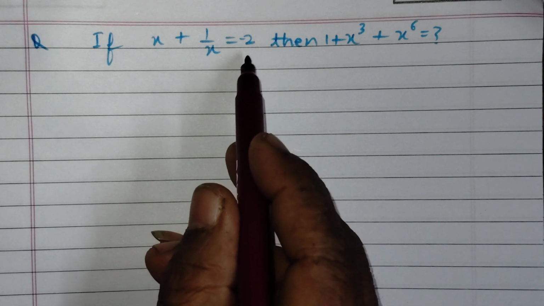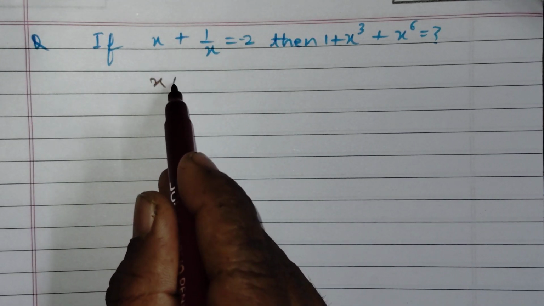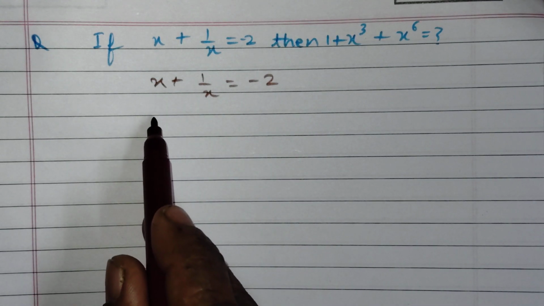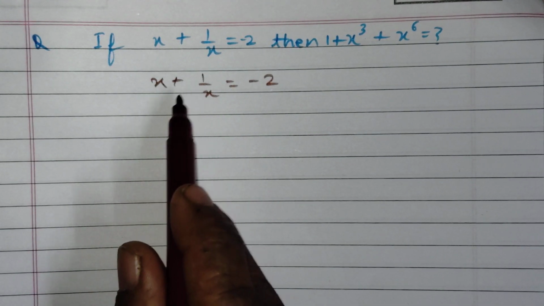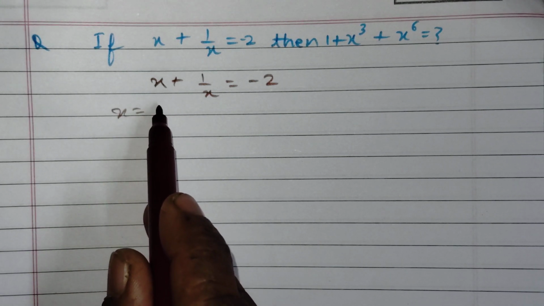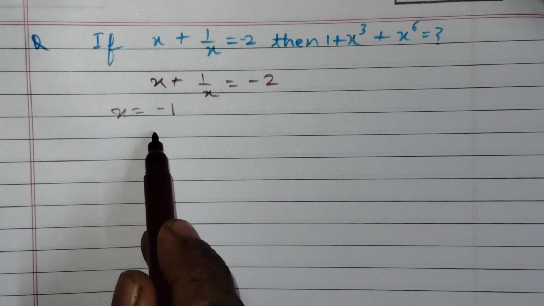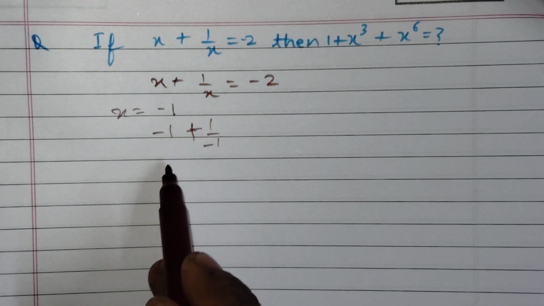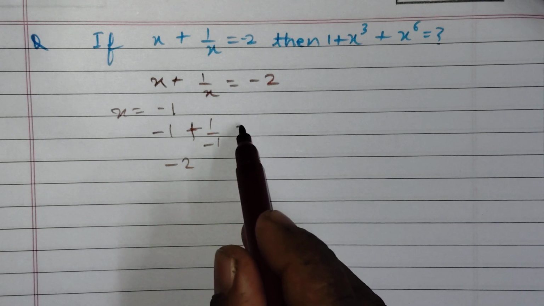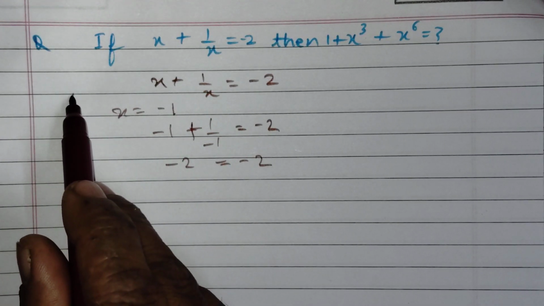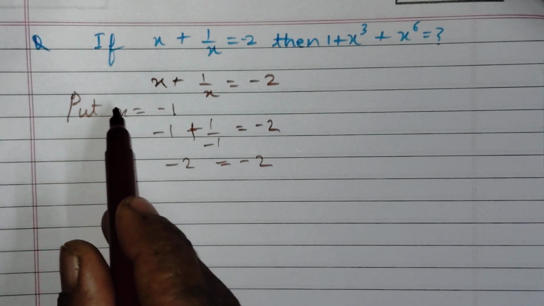x plus 1 upon x equal to minus 2 is given. So we put the value of x so that we get minus 2 as the answer. So we plug in the value of x equal to minus 1. So minus 1 plus 1 upon minus 1, we get minus 2. That is our minus 2. So therefore we select this value x equal to minus 1.